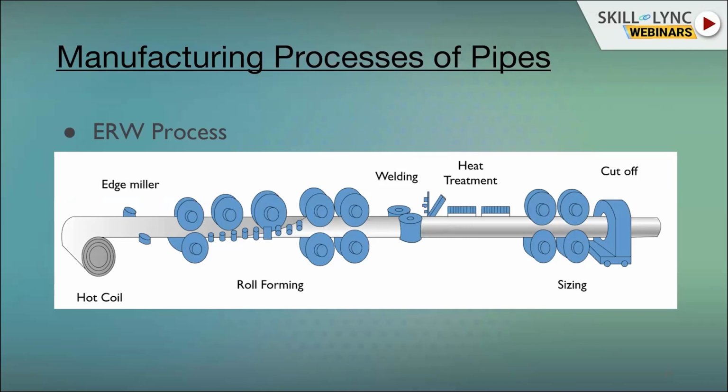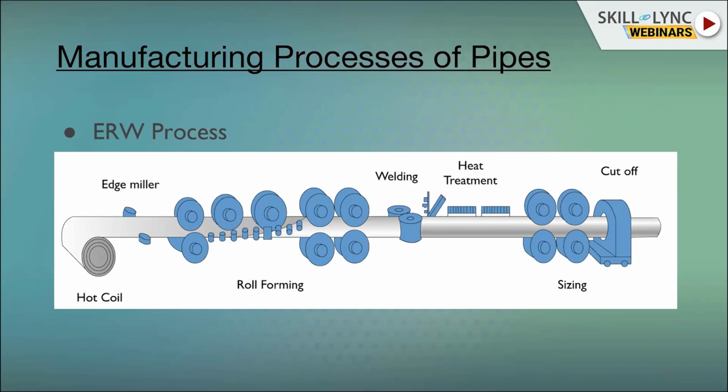We need to cut that particular plate into a particular shape, that is the bevel part. Bevel in the sense it is cut into a particular angle which is used to join the two plates. Okay, in the edge miller part we will be cutting that plate into a particular angle, and then the roll forming will be done.